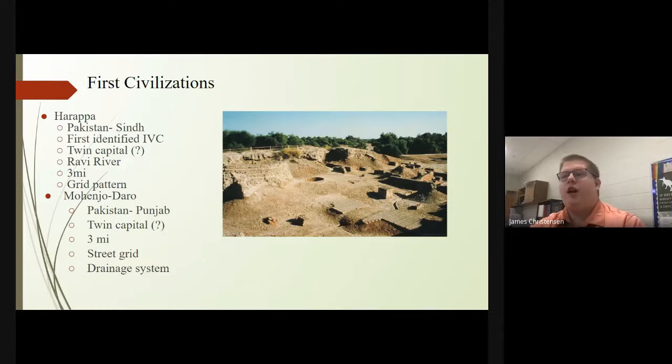Now, Mohenjo-Daro is in Pakistan, specifically in the Punjab region. Again, it is believed to be a twin capital with Harappa, also 3 miles wide, and also used a street grid. Something that they have discovered in the ruins is an early drainage system, meaning that there actually was a way for water to be drained out of the city if necessary.